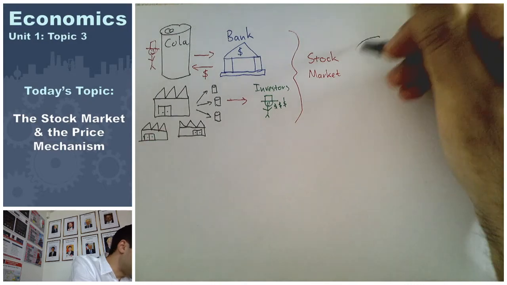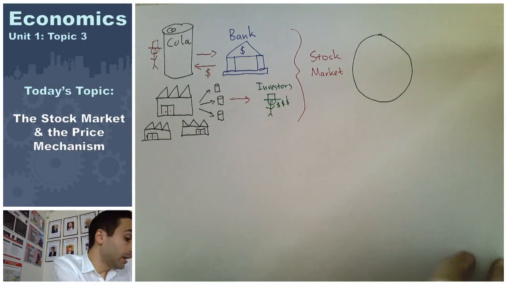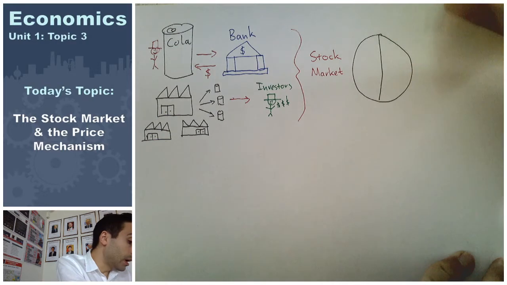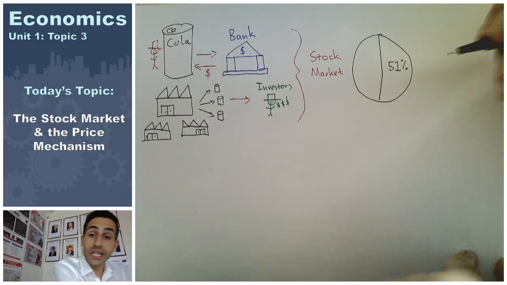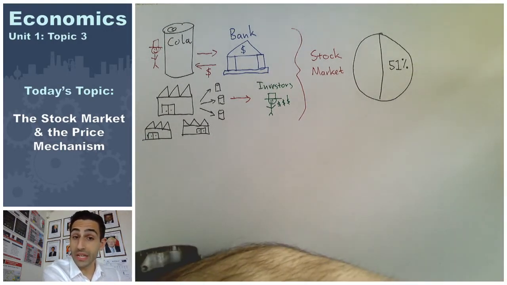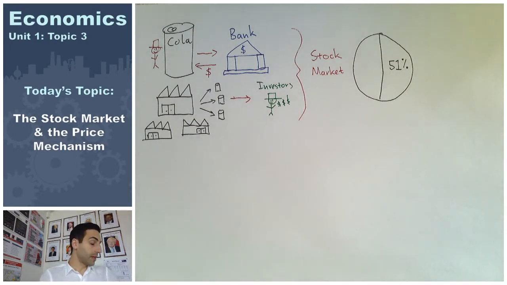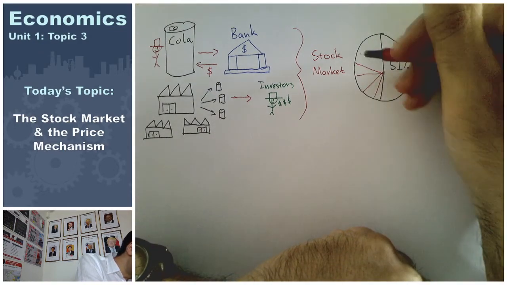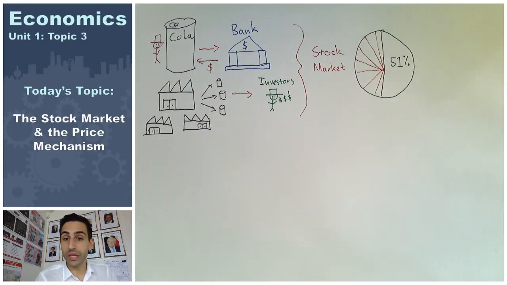I might just do a pie chart here. So this is your business, right? Pretend that's a circle. Okay. And the partners are probably going to want to hold on to about 51% equity or ownership of the company. Okay, they're probably going to want to hold on to 51% themselves. The remaining 49% is going to be floated onto the stock exchange.